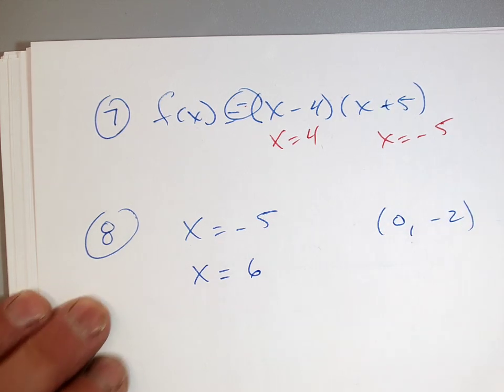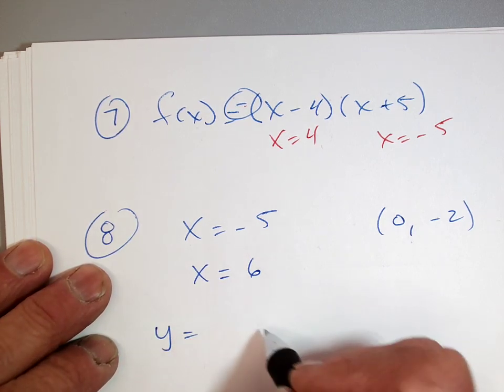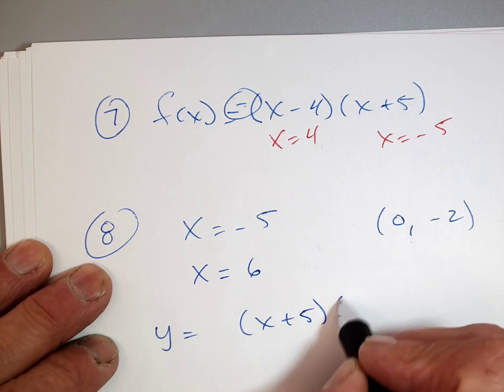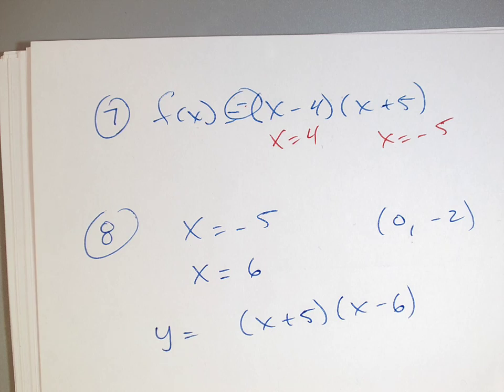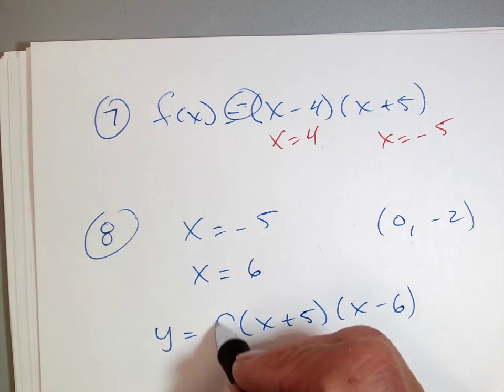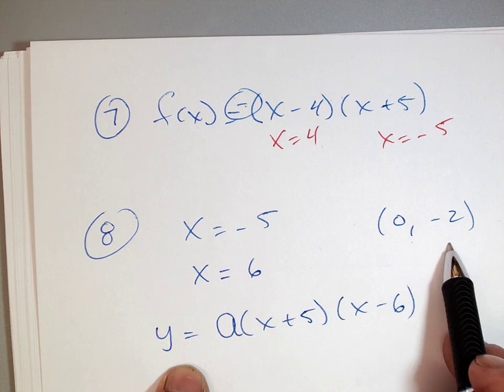So I know this. I know my answer is going to be y equals x plus 5 and an x minus 6. I got those for my zeros. X plus 5 because we're going to use Quinn's rule, and x minus 6 because we're using Quinn's rule. It's the opposite, right? Now there's some number a here, which is either going to make it upside down, right side up, or whatever it is, and it'll help us go through the point 0, negative 2.